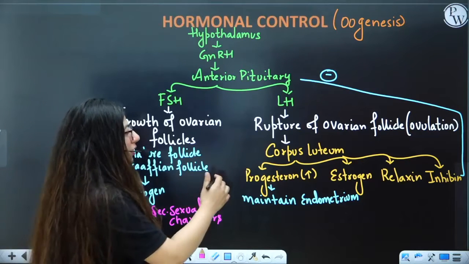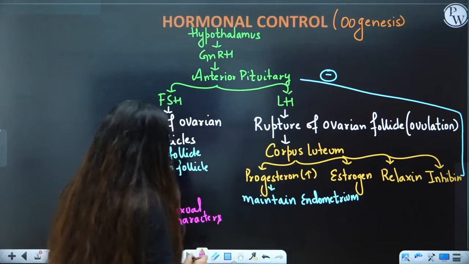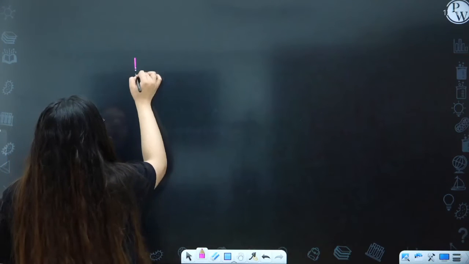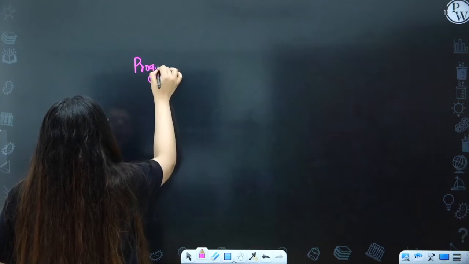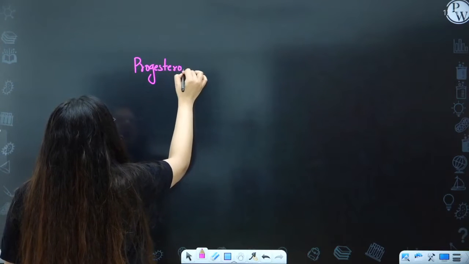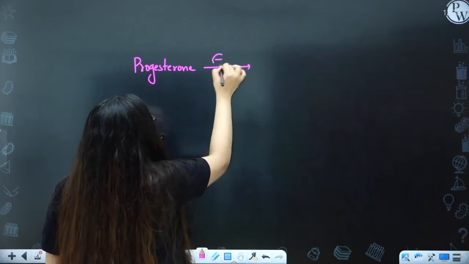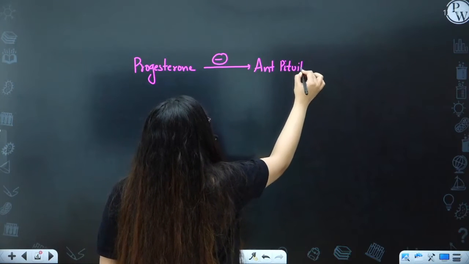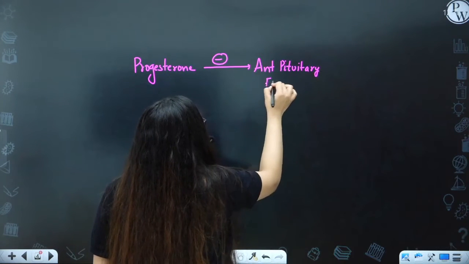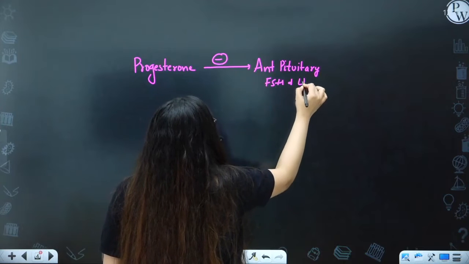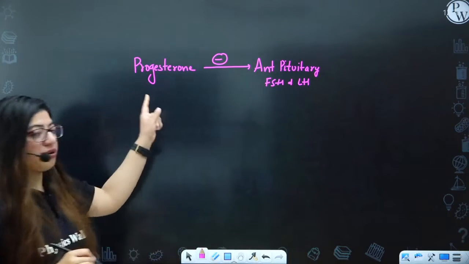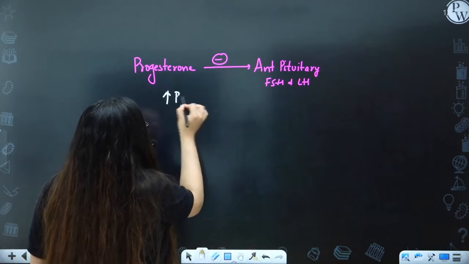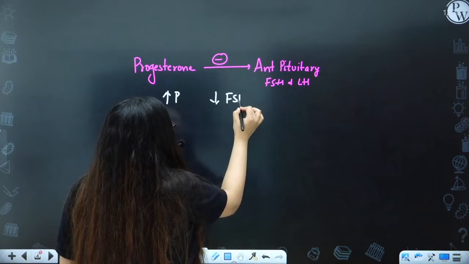So progesterone gives negative feedback. This hormone, I'm writing in the next slide. Progesterone, this is very important. Progesterone gives negative feedback to the anterior pituitary. Okay. But for what? For both FSH and LH. So if there is a high amount of progesterone, there will be a low amount of FSH and LH.